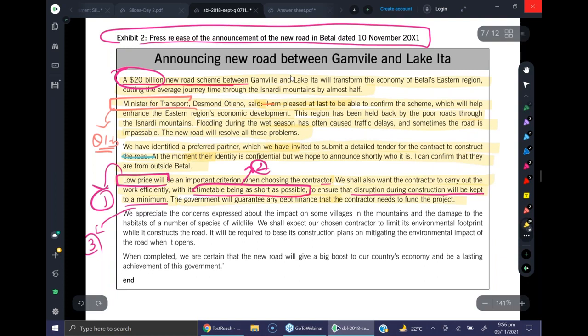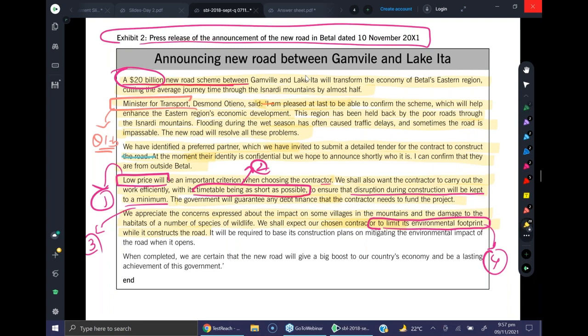We appreciate the concerns expressed about the impact on some villages in the mountains and the damage to habitats of a number of species of wildlife. We shall expect our chosen contractor to limit its natural footprint. So disruption should be minimum, and then the natural footprint should be limited. So that's the fourth point you need to consider and discuss why it's going to be a challenge. You'll have to discuss the challenge and difficulty out of it. That's what the requirement says. So whatever you think would be challenging in terms of environment, cost, time, just give your ideas.